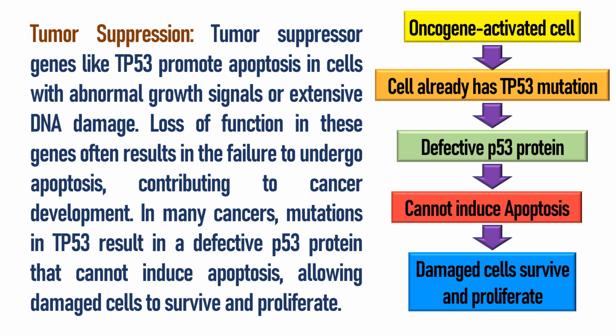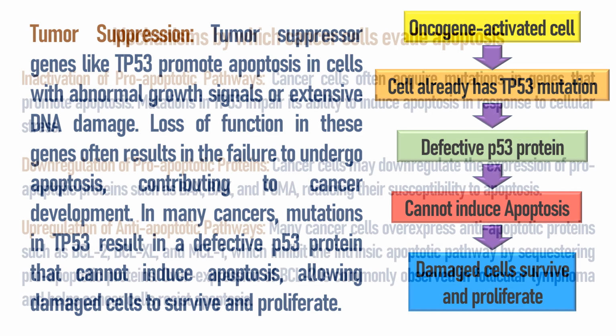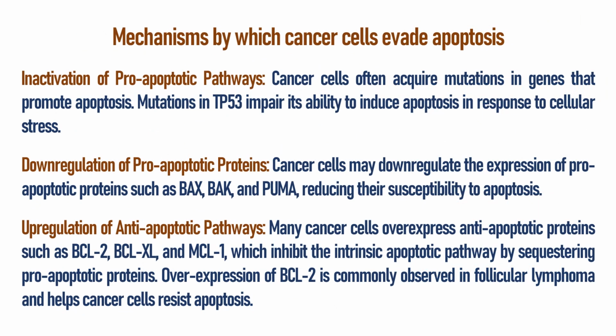Mutations in TP53 result in a defective P53 protein that cannot induce apoptosis, allowing damaged cells to survive and proliferate. This has already been discussed previously in this video in connection with tumor suppressor gene function. What are the mechanisms by which cancer cells evade apoptosis?